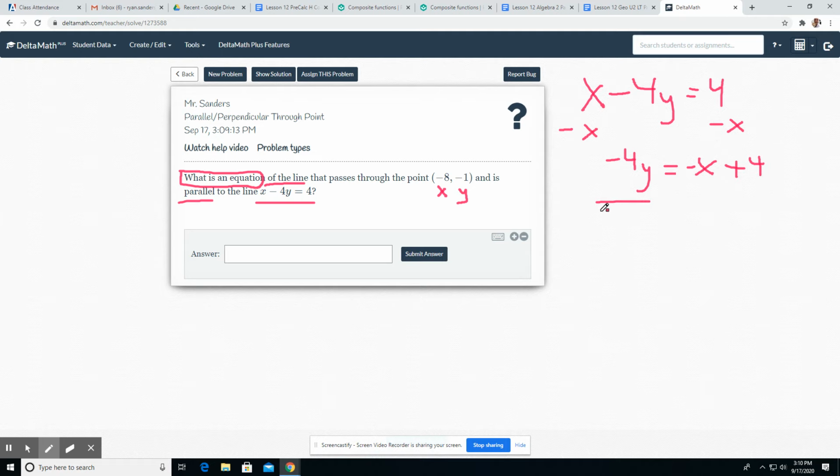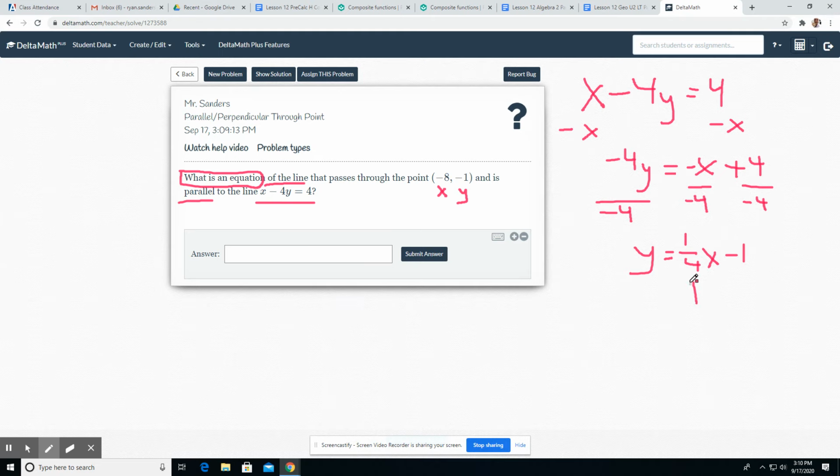And then I'm going to divide by -4 to get y by itself. That's the opposite of multiply by -4. Every term gets divided by -4. So I now have y equals. I want to move this out in front. Dividing by 4 is the same thing as multiplying by 1/4, and the negatives just go away. So that's 1/4 x, and 4 divided by -4 is -1.